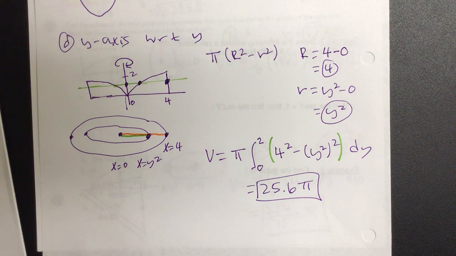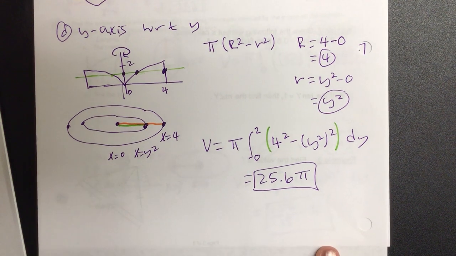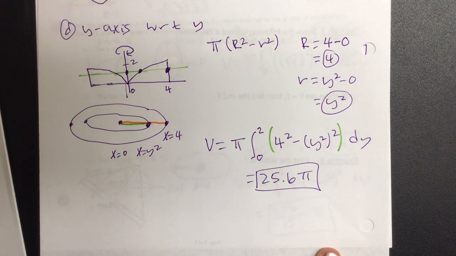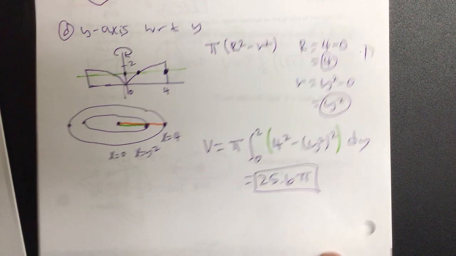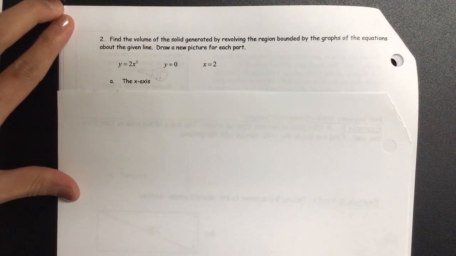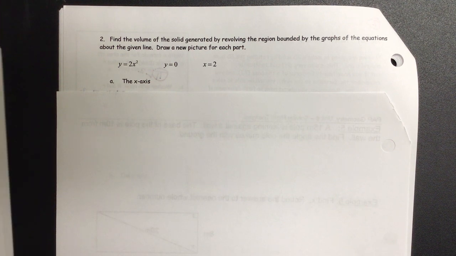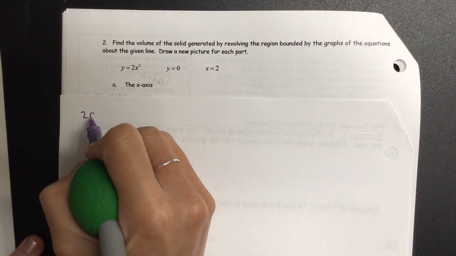Let's do one last one on the back page, and that's going to be part A. Okay, on the back, just the part A. Okay, Cody, go ahead and read number 2, please. Find the volume of the solid generated by revolving the region bounded by the graphs of the equations about the given line. Draw a new picture for each part. We read the equations too. Y equals 2x squared, y equals 0, x equals 2.